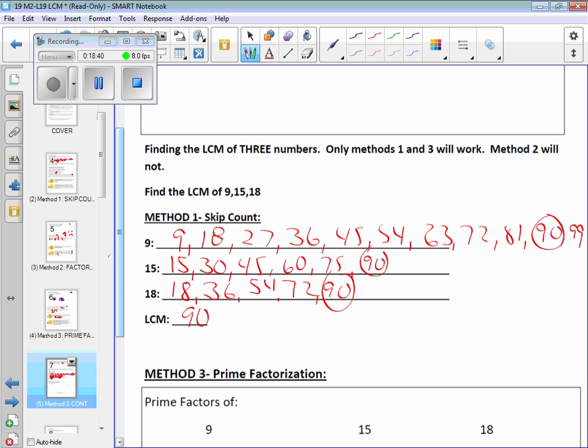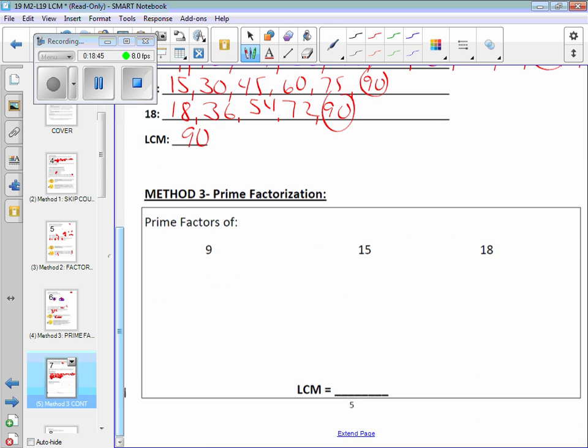Okay, method 3. I need everybody to do a factor tree for 9, 15, and 18. I'll call somebody up. Method 3 is factor trees. It's not GCF. You have to find the prime factors and circle them.